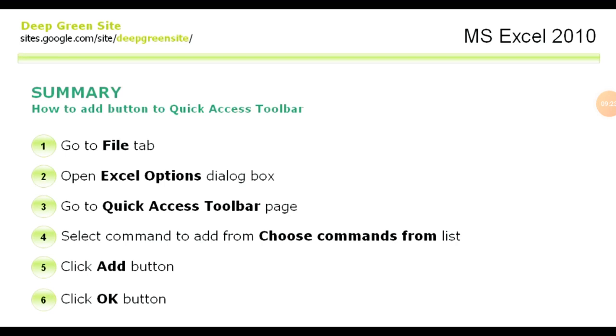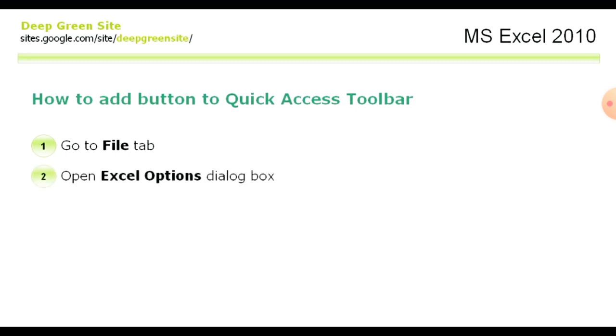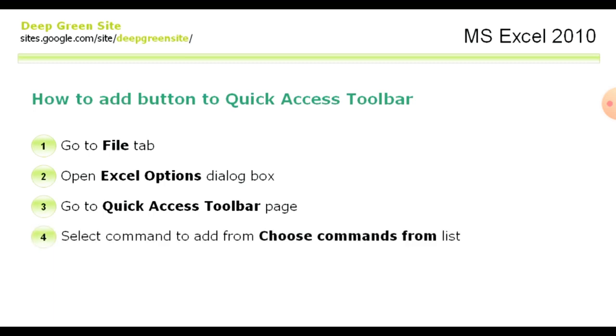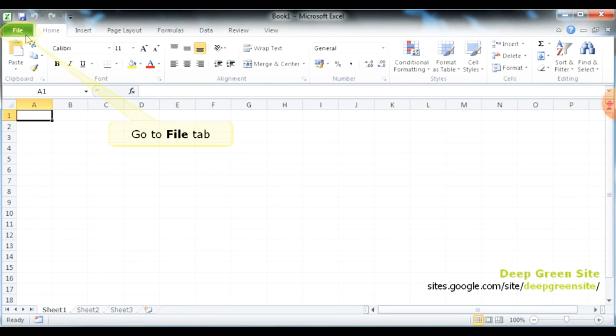Now children, we will see how to add such tools to the quick access toolbar. First, go to the File tab. Second, open the Excel Options dialog box. Third, go to the Quick Access Toolbar page and select the command to add from the Choose commands from list, and last, click the Add button and click OK. Now let's see it practically.